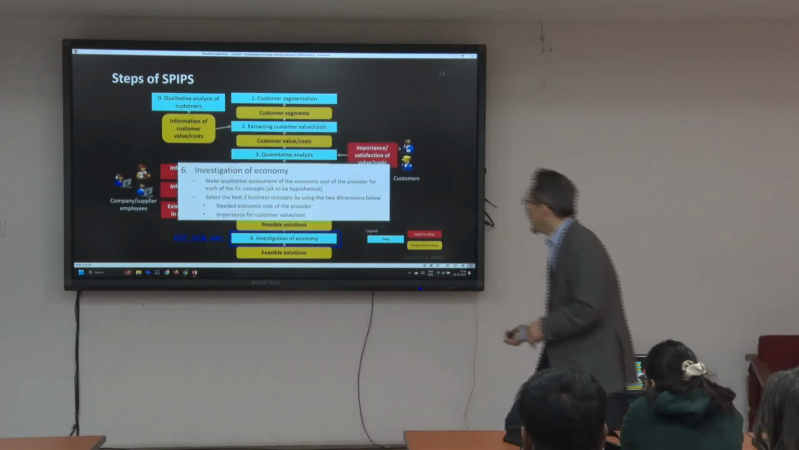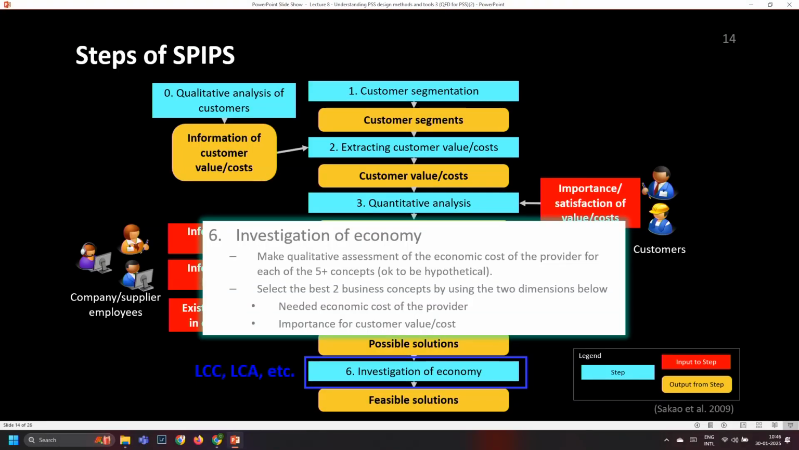Okay. And then step 6, you need to make sure that the derived improvement is economically viable, for example. And in that case, you may want to use life cycle costing, for example, or another assessment tool. Okay.